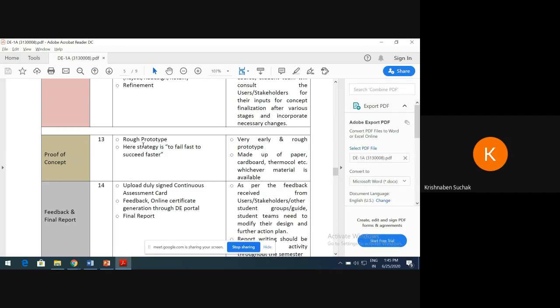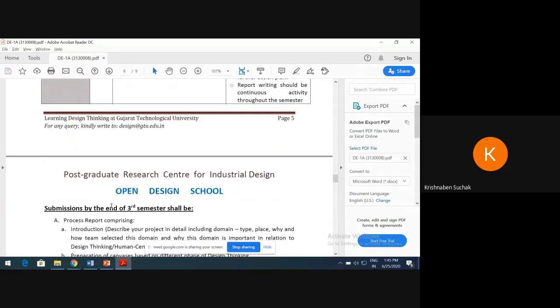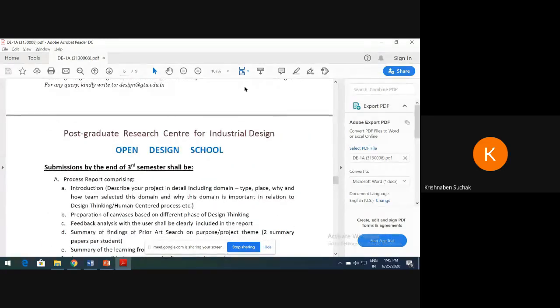The next thing is to upload the duly signed continuous assessment card. You will be filling in the assessment card, which I will sign by looking into your work, in which you will have feedback. Then online certification is generated after completing each and every activity in the DD portal; you will be generating your certificate. And then you have to prepare your final report. This is what we will be carrying out in the third semester DE.